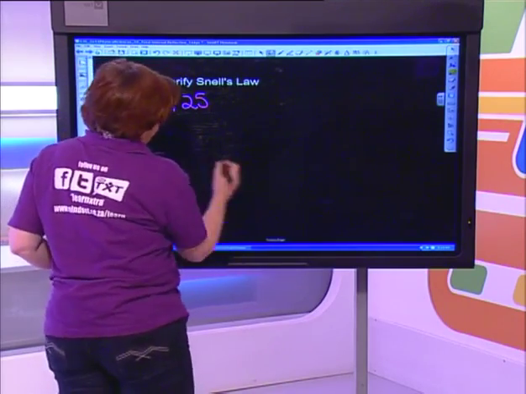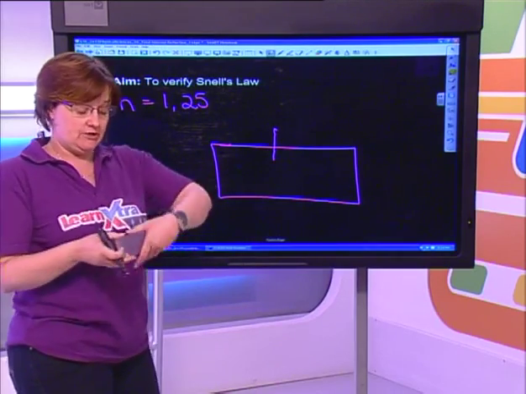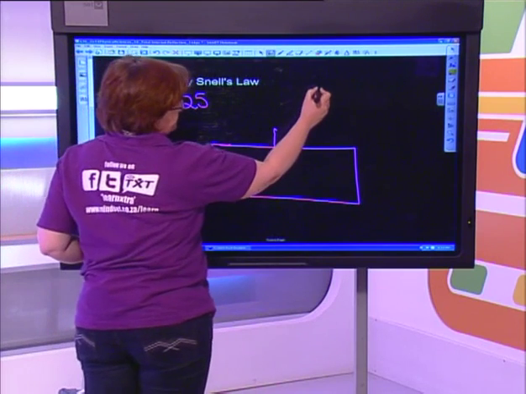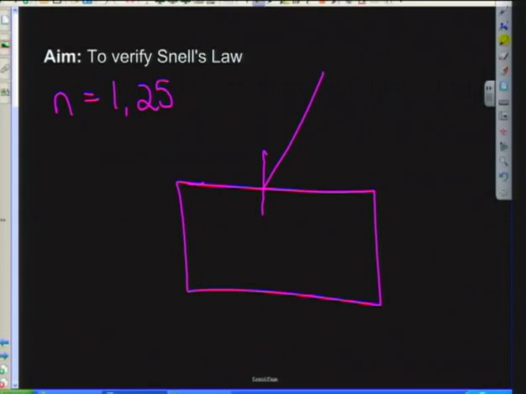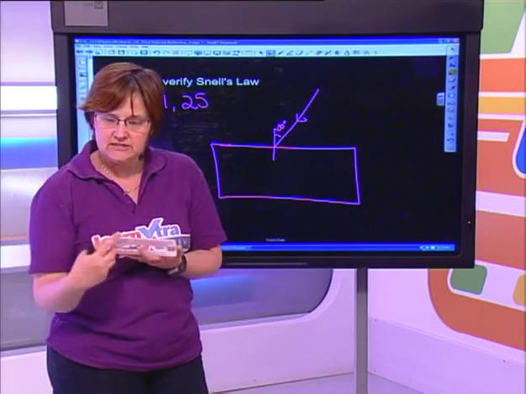So what we're looking at is we would have our block, okay, and don't forget your normal is an imaginary line drawn 90 degrees to the surface to give us a reference point, and my incident ray comes in like that, and there's my 30 degrees, which pretend you can read. All right, then looking at where it comes out the other side, obviously it's a little more difficult.